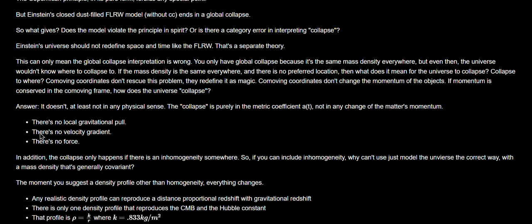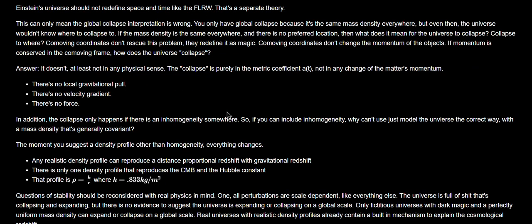Especially if it's homogeneous, because there's no way to tell any difference between any other region. Every region is identical, so you can't tell if it's collapsed or not. There's no local gravitational pull because it's homogeneous. There's no velocity gradient because it's homogeneous. There's no force because it's homogeneous. In addition, the collapse only happens if it's inhomogeneous. Okay, I've already went over this. I'm starting to repeat myself.